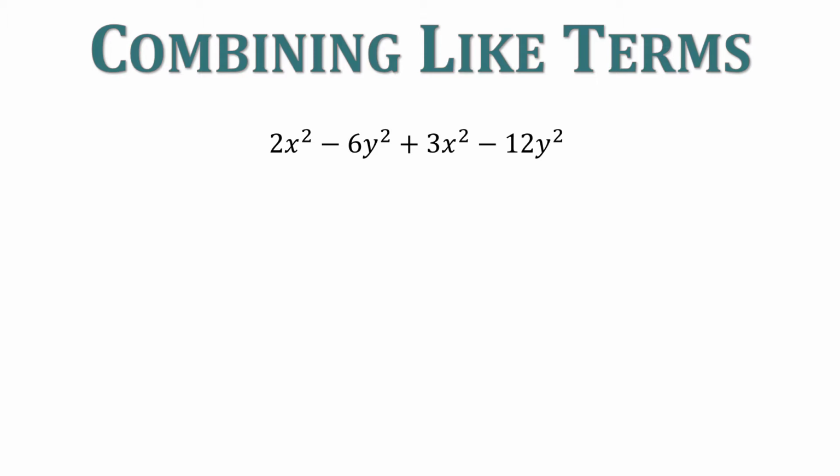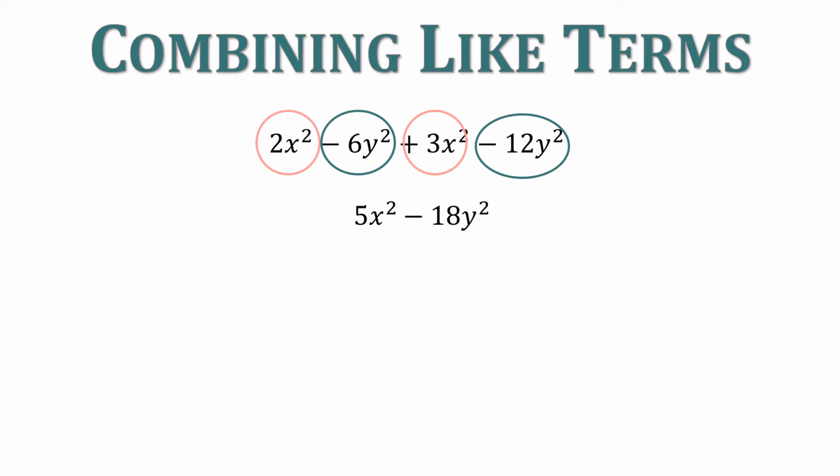So I see 2x squared, and its like term is 3x squared. There's a plus in front of 3x squared, so it's going to be 2x squared plus 3x squared, which is 5x squared. Then I see my negative 6y squared and a negative 12y squared. Negative 6y squared minus 12y squared is negative 18y squared. And just as simple as that, I've combined like terms.